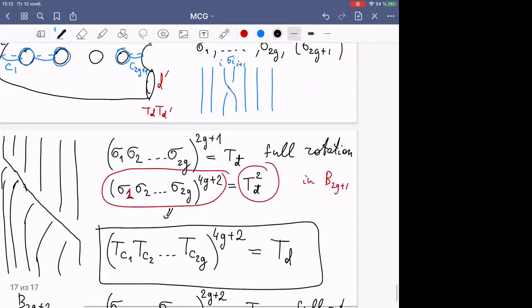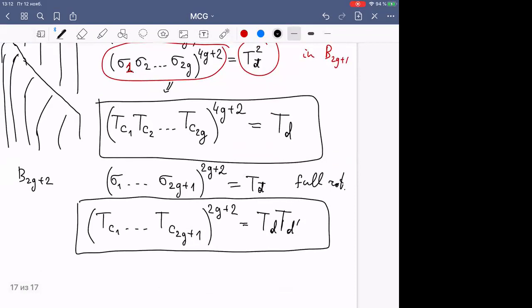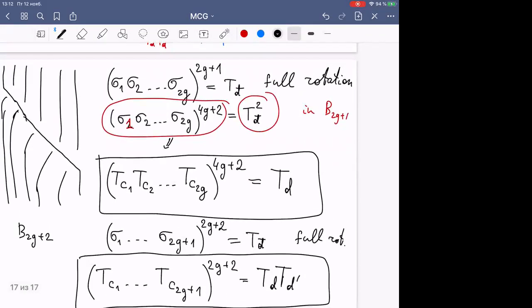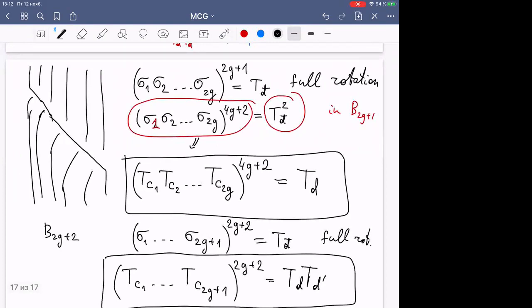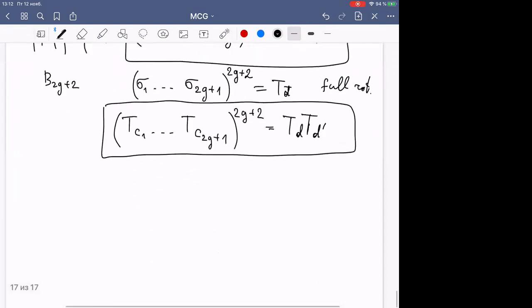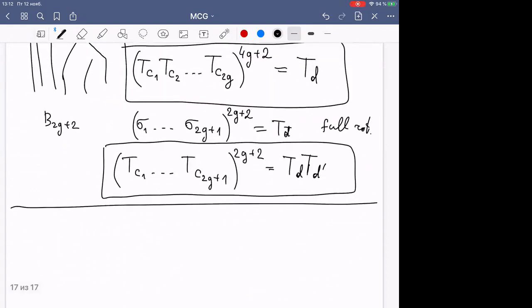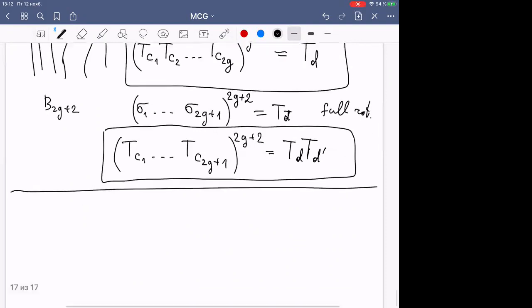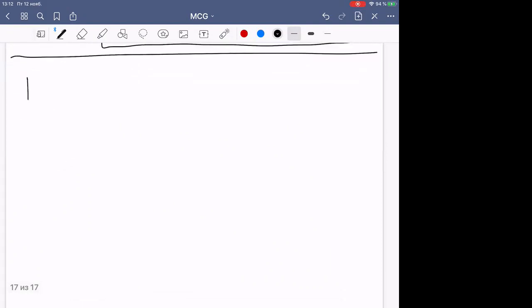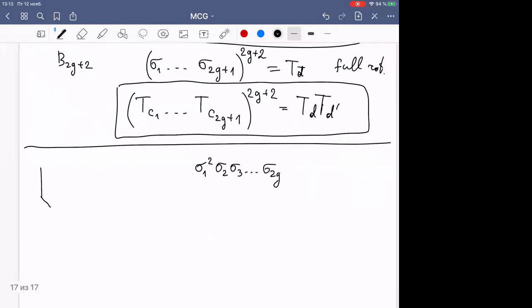But now there is another version of chain relations, since there is another way to write down a full rotation. Look, consider the following braid. So these are also useful, but now we would like to obtain another form, which is also useful. Let us consider the following braid: sigma 1 squared, sigma 2, sigma 3, etc., sigma 2g. Let us write.